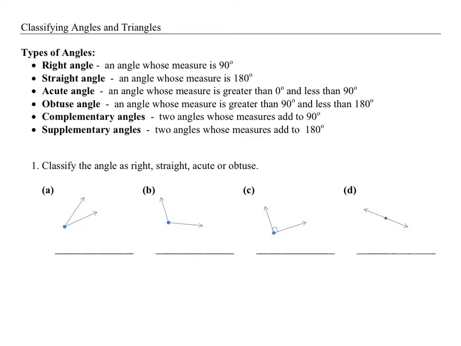Well, a right angle is a 90-degree angle, and that is going to be C. Again, this little guy in the corner indicates that they meet at 90 degrees. A straight angle is an angle whose measure is 180 degrees, so it's like a straight line, hence the name straight angles.